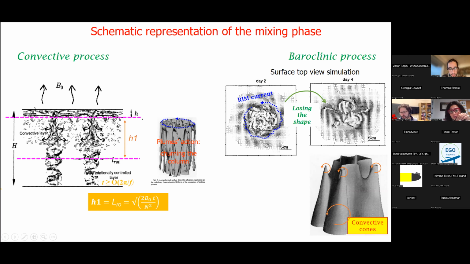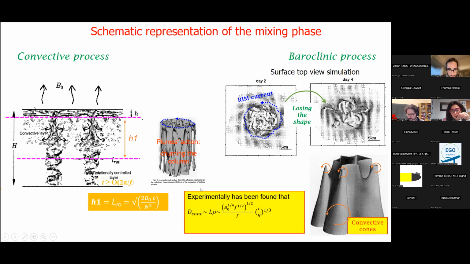At the surface on your right, you see how the convective area, so the area where the mixing occurs, is kind of circular at the beginning, but then when the baroclinic process is fully set, there is a loosening of the shape, and here you see how it's irregular at the surface, while on the bottom you have several convective cones that form. Experimentally it has also been found that the diameter of the cone depends on the buoyancy flux, Coriolis, and the dimension of the water depth and of the convective area.